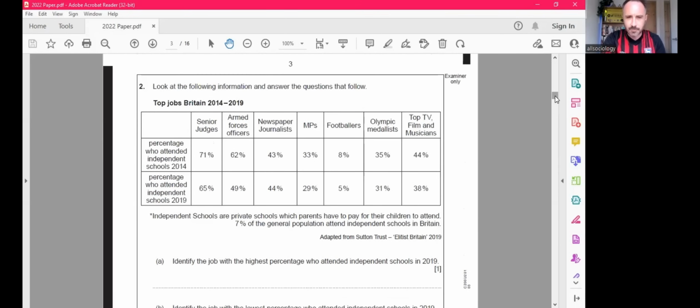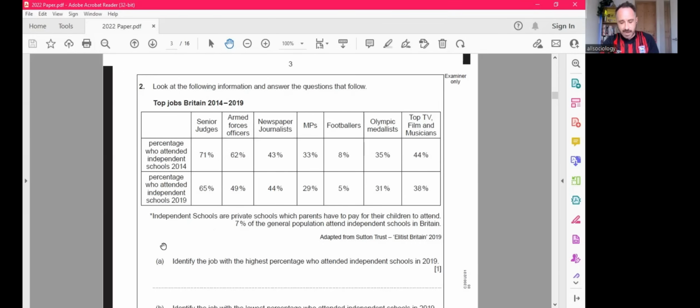So if I ask you to describe 2 patterns or trends supported with reference to statistics in the table, the first thing you're probably going to be talking about here is that the people who went to independent schools are more likely to get these top jobs. Okay, so we look at the top jobs there, the numbers of people are very, very high given that only 7% of the general population attend independent schools in Britain. So if this was proportional, we should expect to see 7% all the way through this. But the only one that's anywhere close to that is footballers.